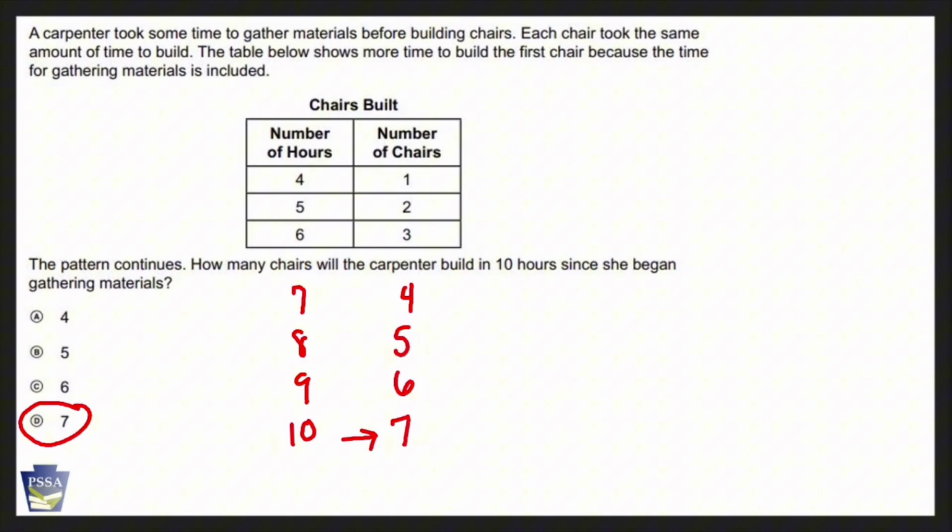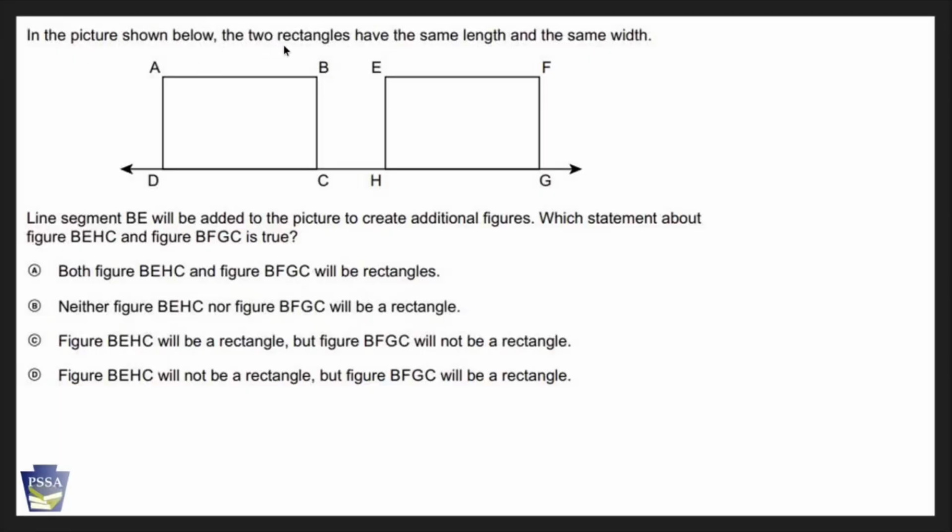Your answer is that. In the picture shown below, the two rectangles have the same length and the same width. So these are the exact same looking rectangles, A, B, C, D, E, F, G, H. Okay, line segment BE will be added to the picture to create additional figures. So let's do that. Here's B, here's E, and we are creating a line segment. Now, a line segment means it has a beginning and an end. So these guys are just connected. It's a perfectly straight line.